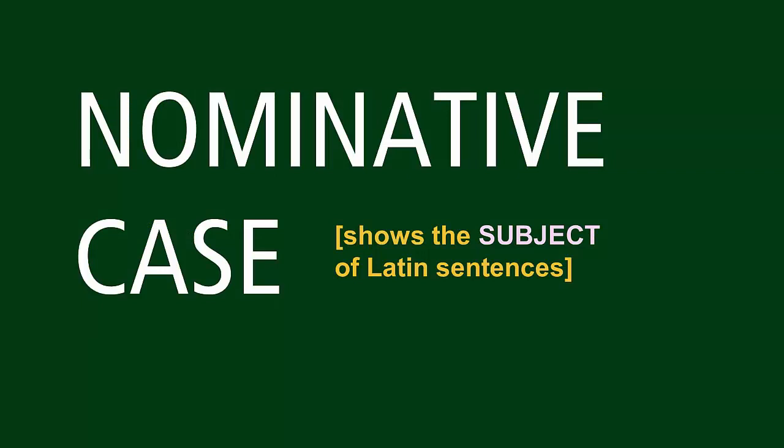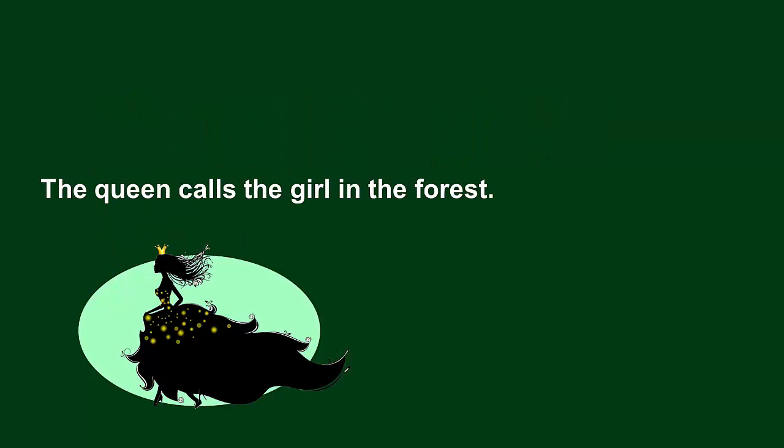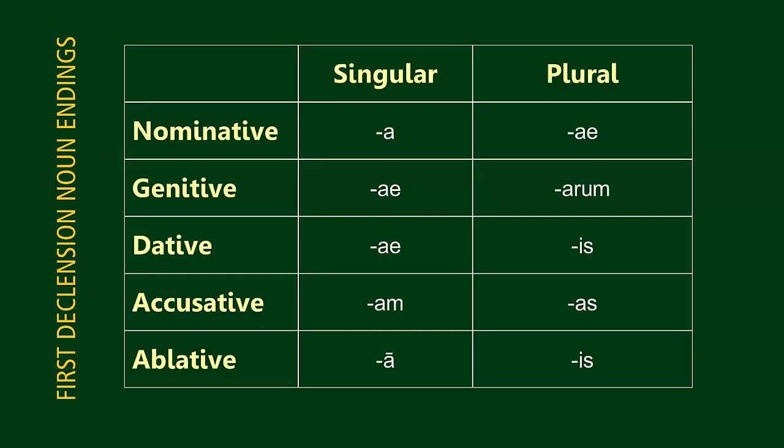In order to do this, let's start by looking at an English sentence. The queen calls the girl in the forest. We know that the queen is the subject because it comes first in the sentence. But remember, word order is flexible in Latin, and it isn't the primary way that the language conveys meaning. Instead, Latin uses the case endings.